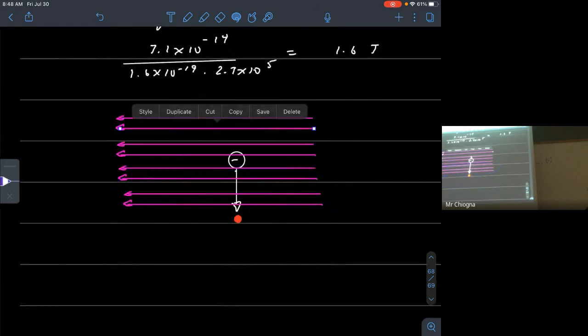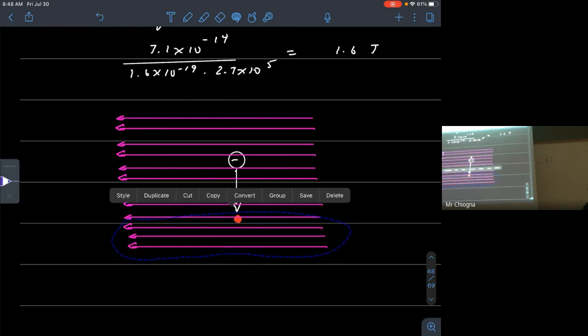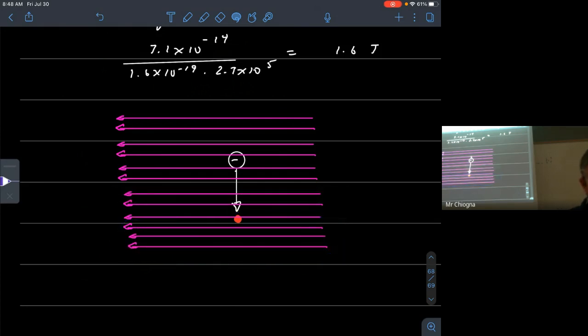Okay, whatever. There you go. Anyways. Double check that. Yeah. Left-hand rule because it's a negative charge.